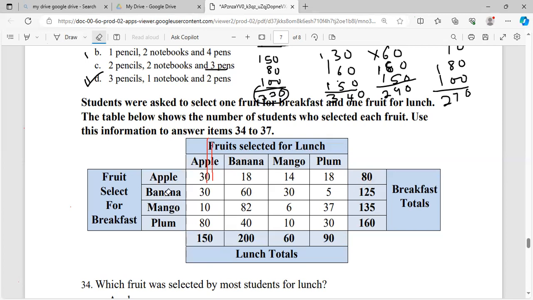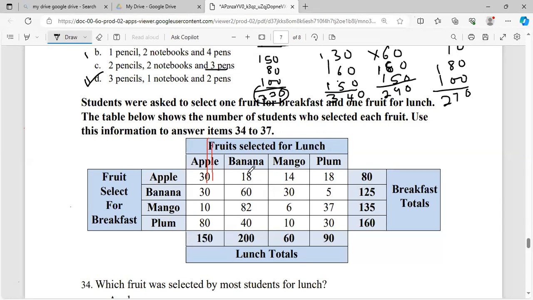Alright, look at the headings. See it said fruit select for breakfast. And you have your fruit, your apple, your banana, your mango, your plum. And see there, they give you the total for breakfast. So all of these headings, take them into consideration. Don't just look at numbers and say it's a table, right?